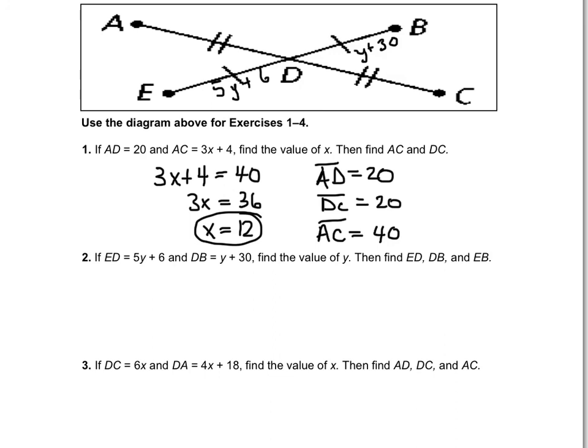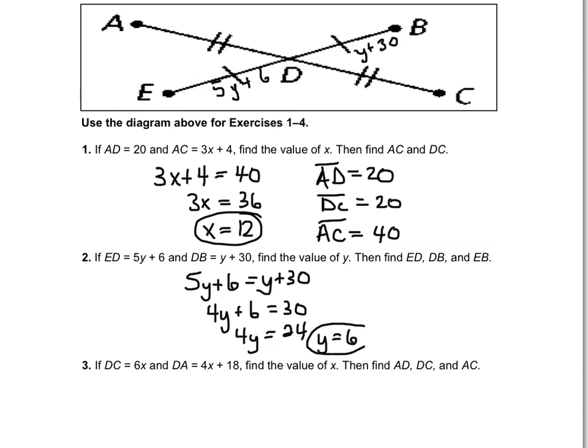Well, I know that D is the midpoint. These two right here are equal. So I can set this up to say 5y plus 6 equals y plus 30. If I subtract y from each side, I get 4y plus 6 equals 30. If I subtract 6, 4y is 24. And if I divide by 4, y is going to be 6.